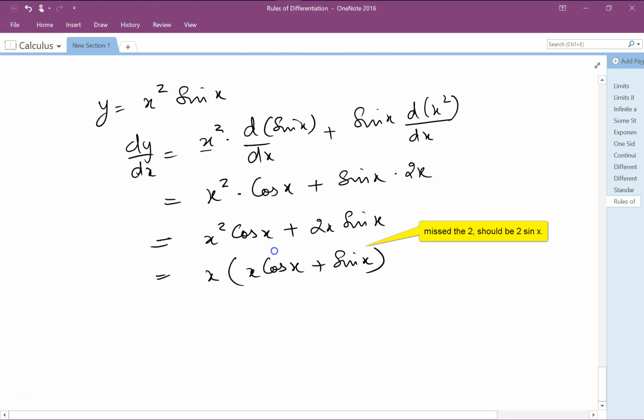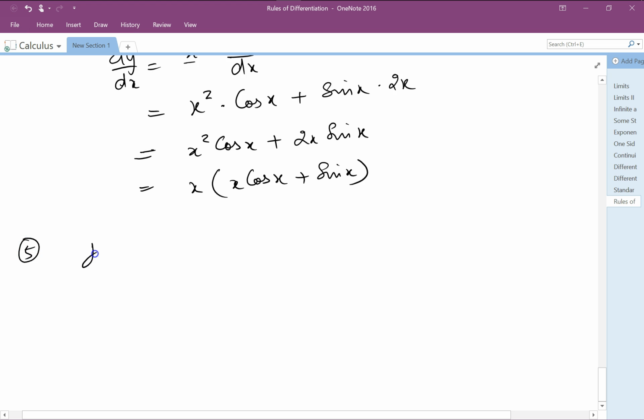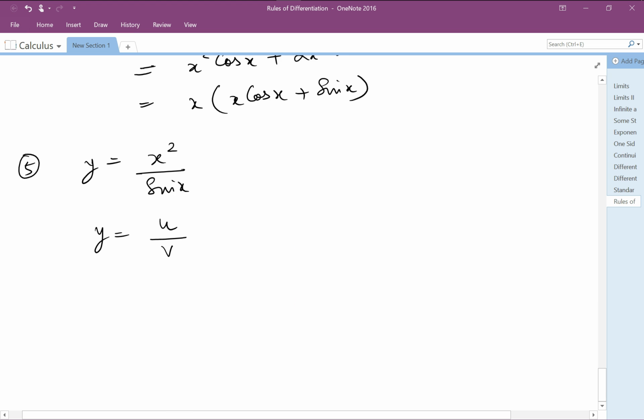Let's look at the next one. Let's say we have y is equal to x square divided by sin x. Now this is the division. Now in general, let's say y is equal to, the top one is u, numerator, and the denominator is v. So u is a function of x, v is a function of x. So a small change in x leads to small change in u, v and y.